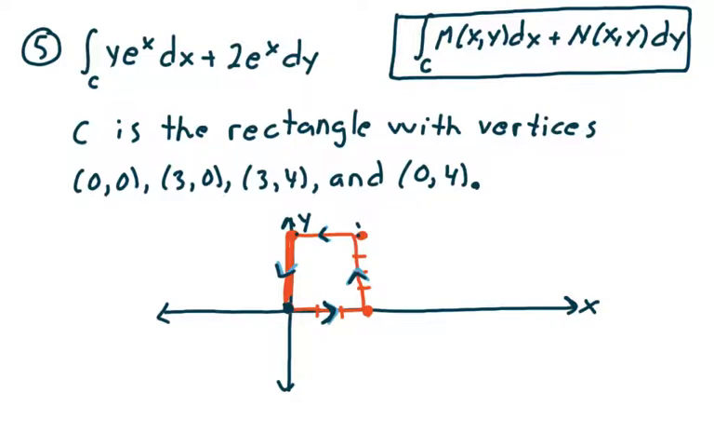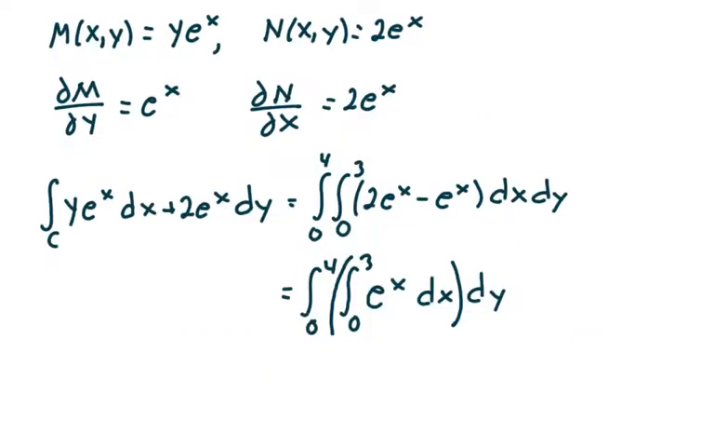Now notice how this line integral is of the form the integral over C of M of x,y dx plus N of x,y dy. So you can see where I'm going to get my functions M and N, and that's going to be the case for all of these questions. Now, M of x,y is y e to the x, N of x,y is 2e to the x.